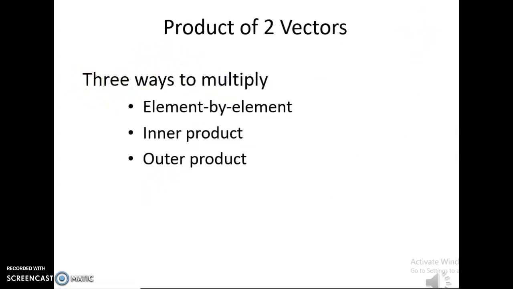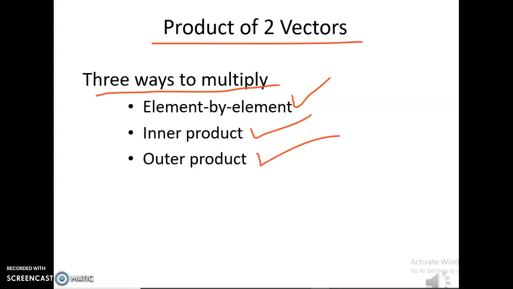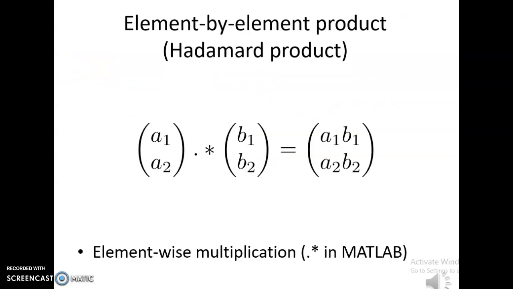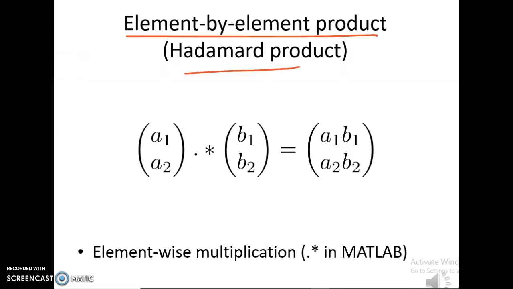Product of two vectors. We can multiply in three ways: element by element, inner product, and outer product. Element by element product is the Hadamard product. This is a column matrix, and this is also a column matrix.